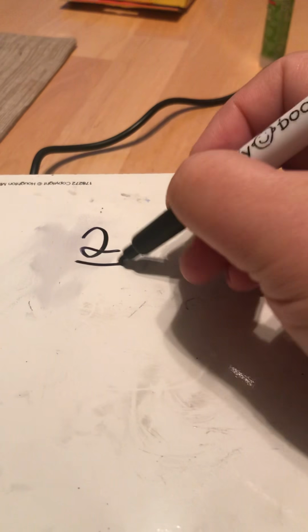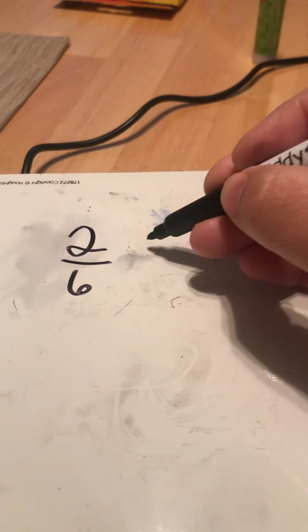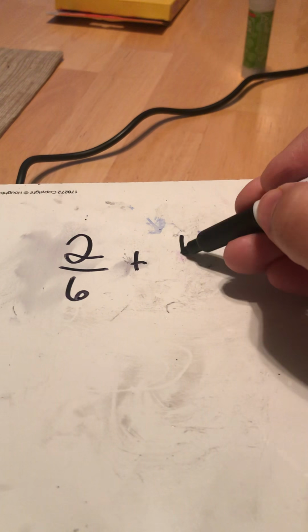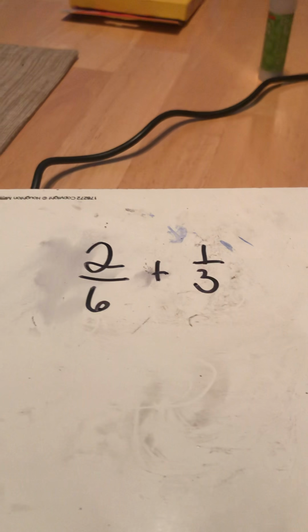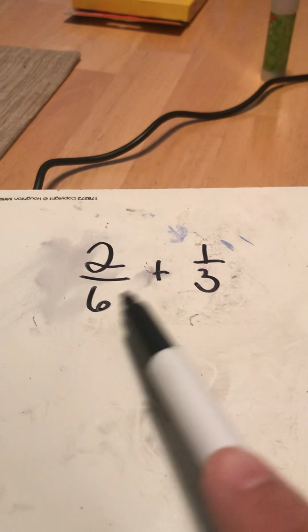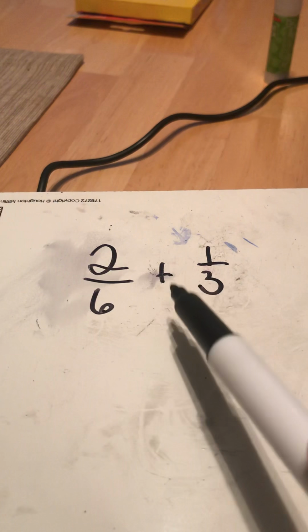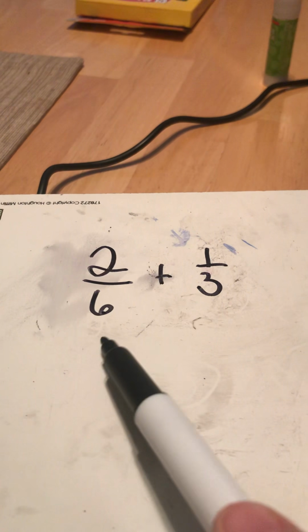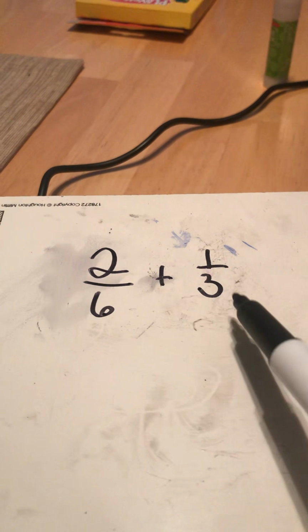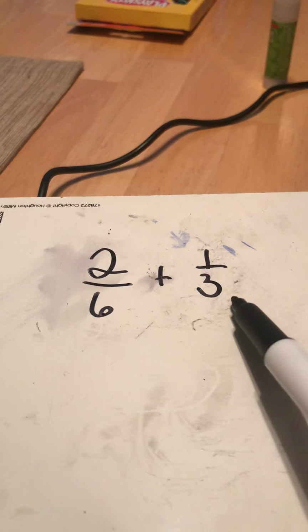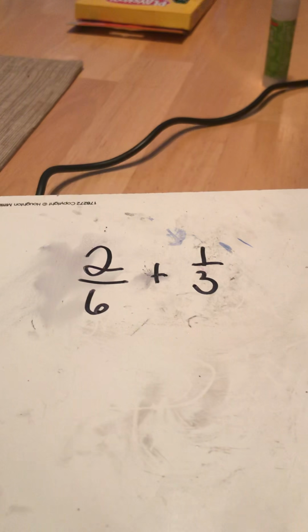And we know if we have something like 2/6 plus, let's say, 1/3, the first thing we're going to notice is that the denominators are not the same. So whenever you're adding or subtracting fractions, the denominators have to be equivalent, otherwise known as equal. So in this case, we need to find a common denominator.